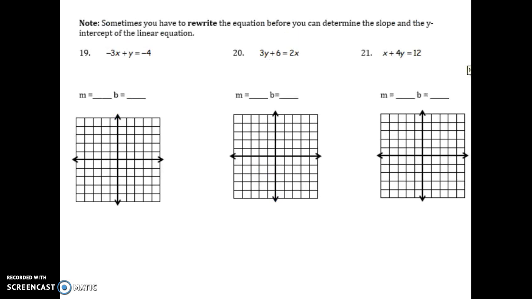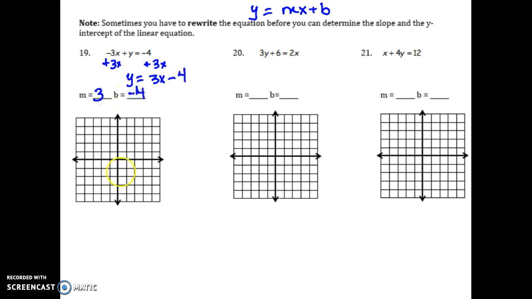Okay, 19. Sometimes you have to rewrite the equation before you can determine the slope and the y-intercept of the linear equation. So notice, we have to get it into slope-intercept form. In this form, you're going to have to memorize y equals mx plus b. So all we have to do is use our knowledge of literal equations and get y by itself. To do that, we use our algebra. I'm actually going to add 3x to both sides. I'm going to rewrite this as y is equal to 3x minus 4. Once I have it in that form, I can pull out my slope and my y-intercept.